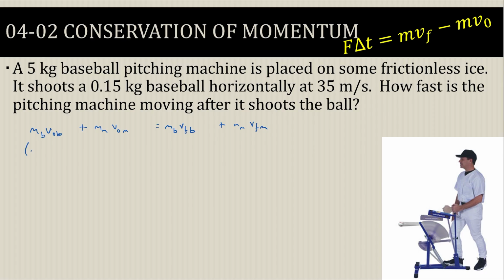So the mass of the ball is 0.15 kilograms, and its initial velocity is 0 because it hasn't been shot yet. The mass of the machine is 5 kilograms, and its initial velocity is 0. It's sitting still, waiting to shoot the ball. The mass of the ball is 0.15 kilograms. Its final velocity, it says, is 35 meters per second. The mass of the machine is 5 kilograms, and we're looking for its final velocity.